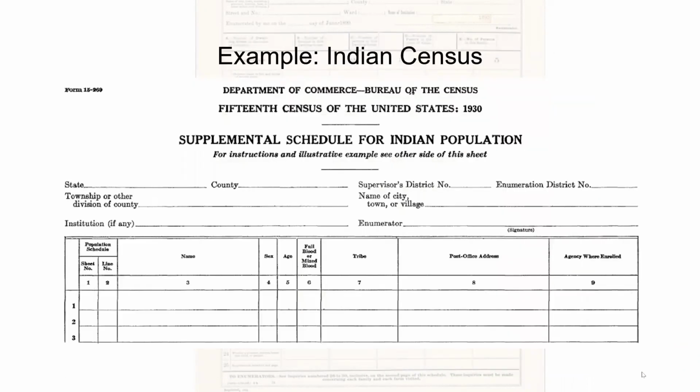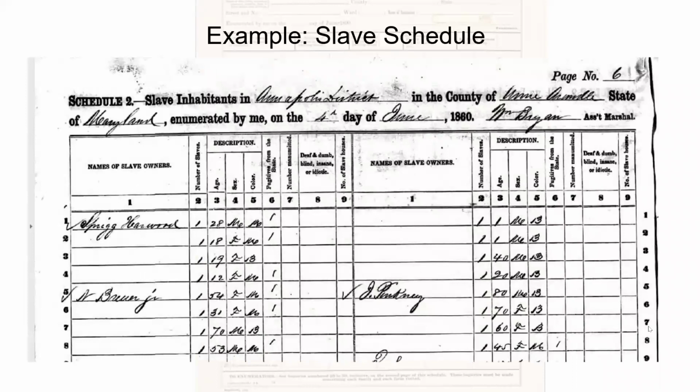The Indian or Native American census, again, it would just have the state, the town, who collected the information, when it was done, and then the person, the age, the tribe, etc. The slave schedule, again, was by the owner's name, unfortunately, and then it would list how many enslaved people they had, how old they were, the sex, and any other information they had regarding them.